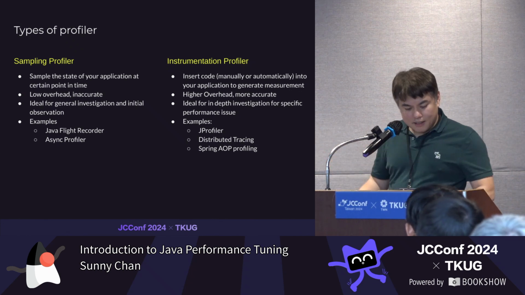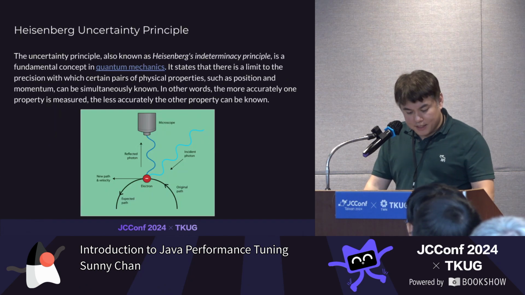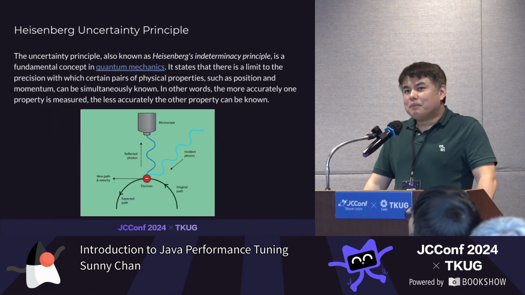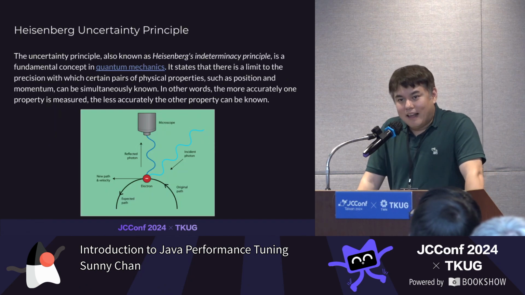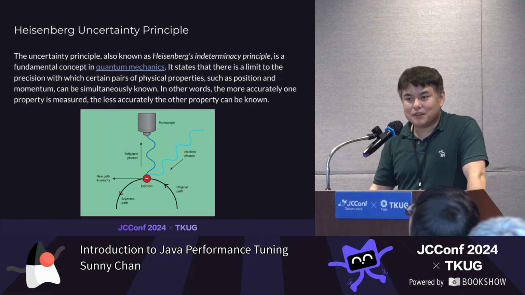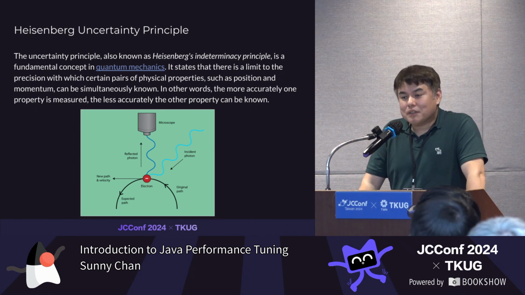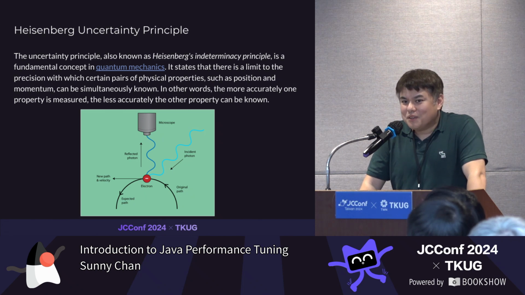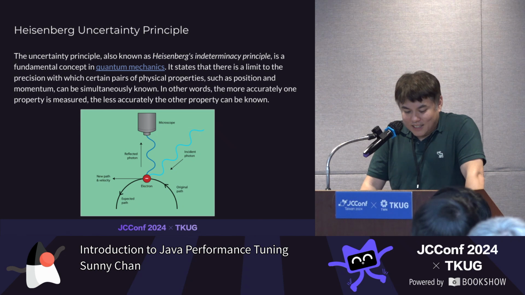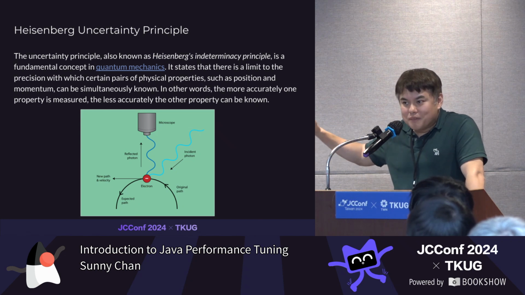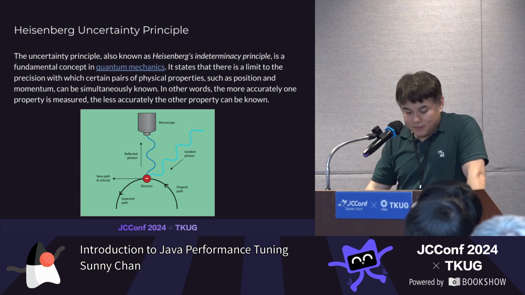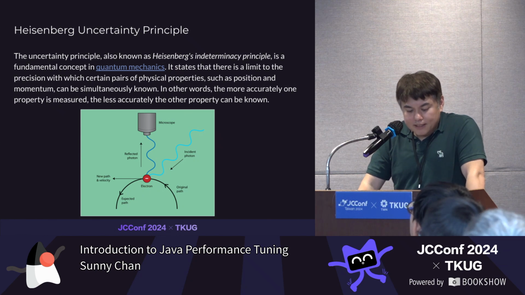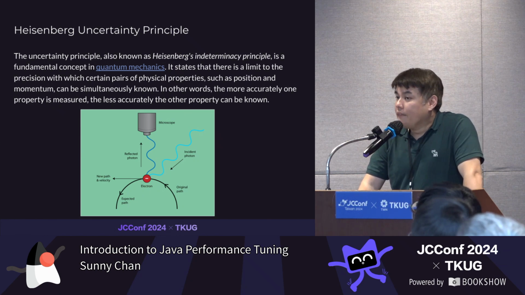Okay, so why do I talk about these different types of profiler? My boss used to be a physicist, and he's always quoting this as a very good example of why you have to care about it. I don't know how many of you studied physics in high school and things like that, but this is a good way of remembering why the profiler makes a difference, okay? This is called the Heisenberg uncertainty principle.